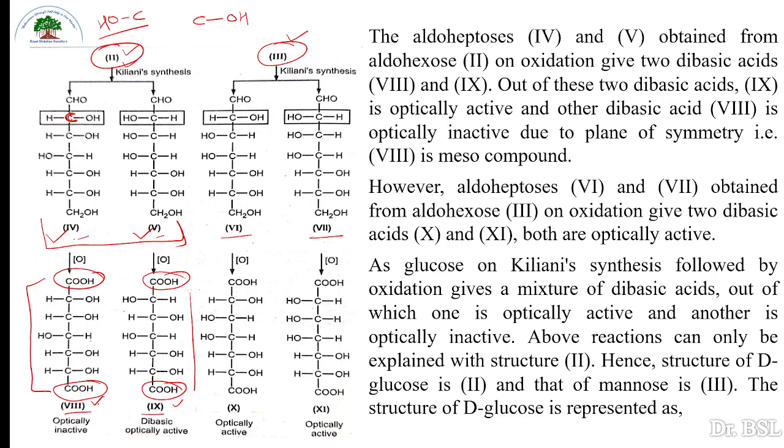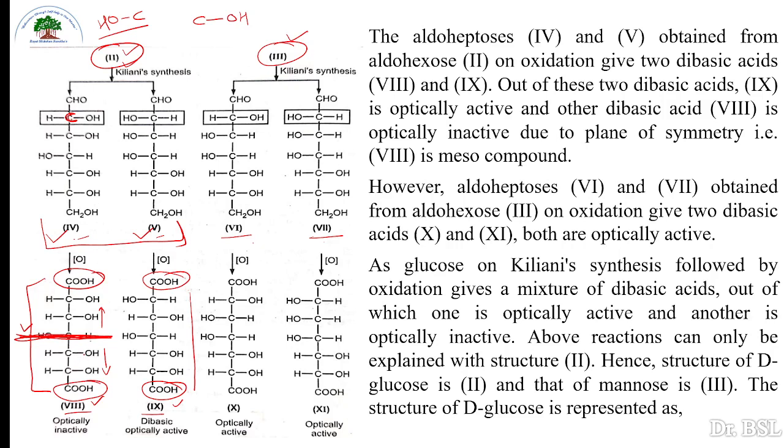Why is the eighth optically inactive? Because it has a plane of symmetry and it is a meso compound. If we draw a plane from this carbon, then we come to know that the structure on this side and the structure on this side are mirror images of each other. That means this is the plane of symmetry, and because of this, it is optically inactive.